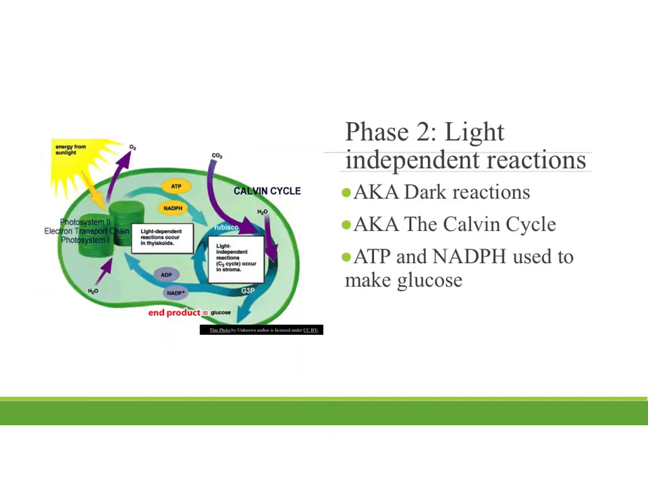All right, so now let's look at phase two. So phase two is called the light independent reactions, which can also be called the dark reactions, or also known as the Calvin cycle. Okay, so any of those three names you will see to describe phase two. So in this phase, ATP and NADPH from phase one are going to be used to make glucose. Okay, so I would highlight, underline, star. That is the big idea of what's going to happen in phase two.